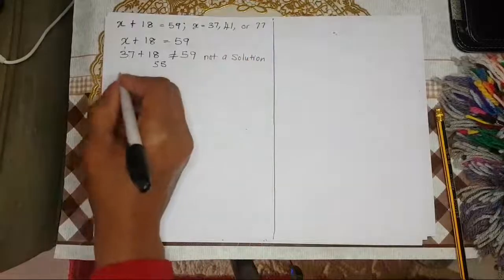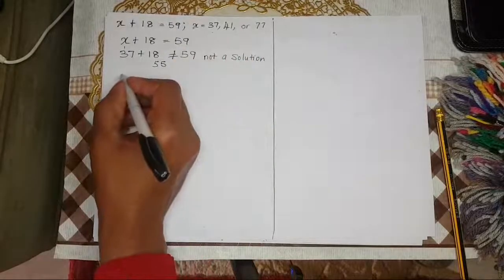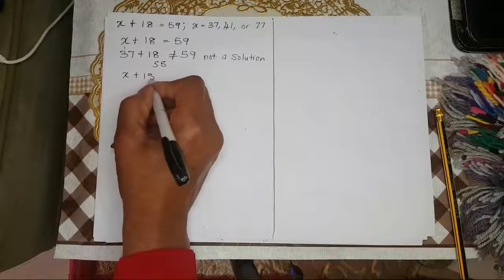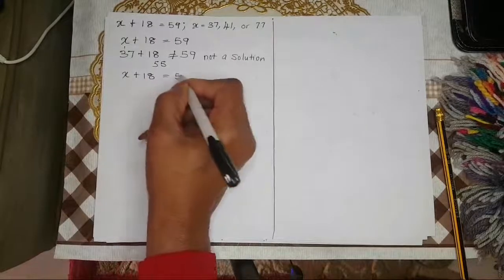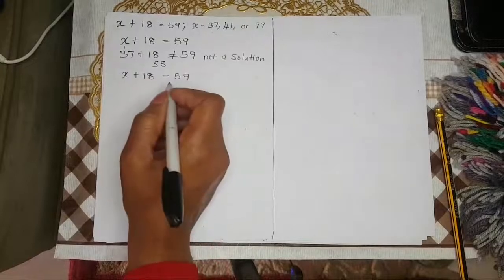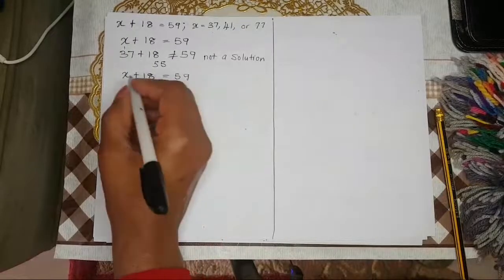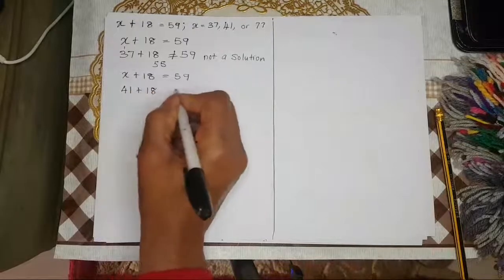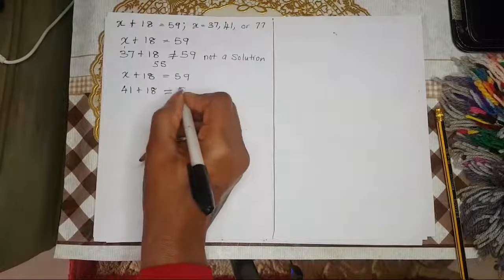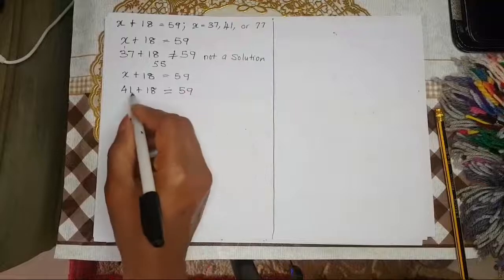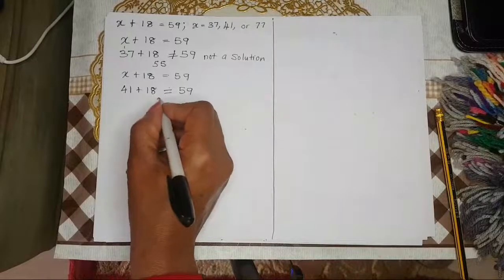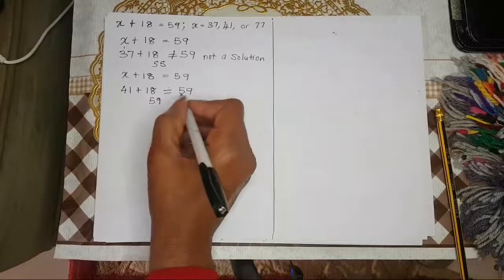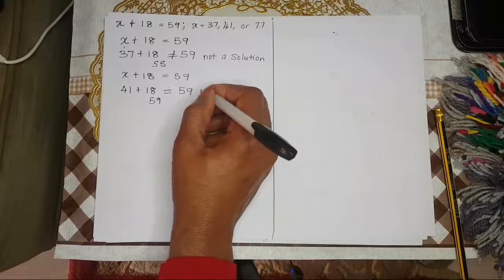So for the next one, we'll plug in 41. So we have x plus 18 equals 59. So we'll replace it. 41 plus 18, does it equal 59? Let's see. 1 plus 8 is 9. 4 plus 1 is 5. Yes, it is equal to 59. So this is a solution.